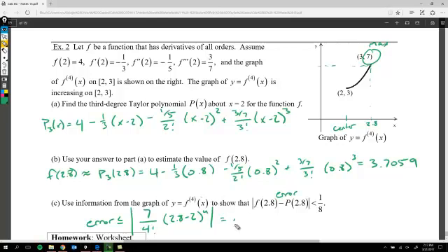If you evaluate this, you get 0.119, which is less than 1/8. 1/8 is 0.125, and 0.119 is indeed less than that, so we're good.